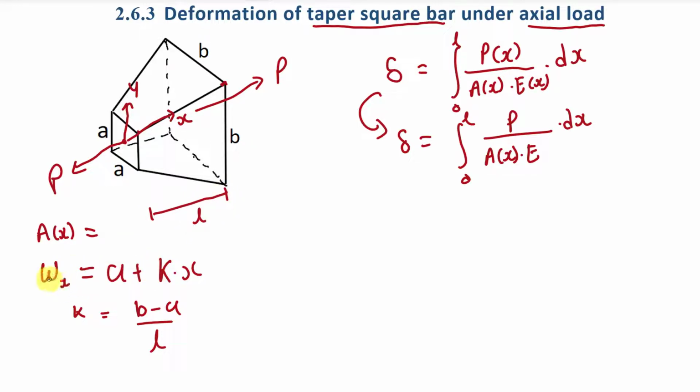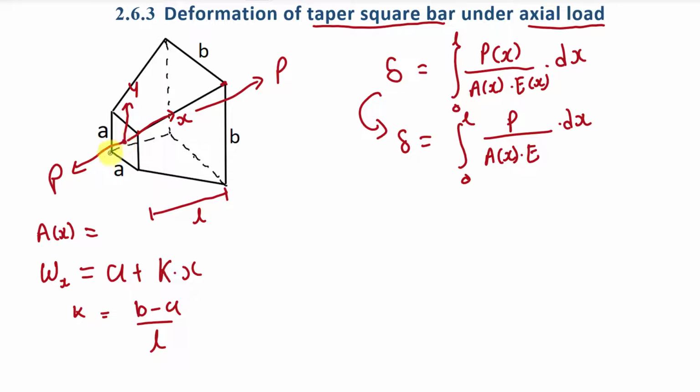You can find it in a similar way as discussed in the previous case. First of all, you have to take the equation of a line, that is y is equal to mx plus c, right? And y will be this Wx, meaning the side of this square bar at distance x. And in that equation, you have to put two conditions.